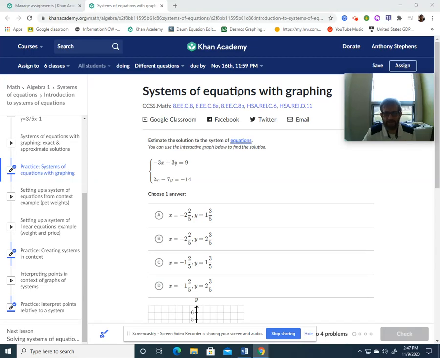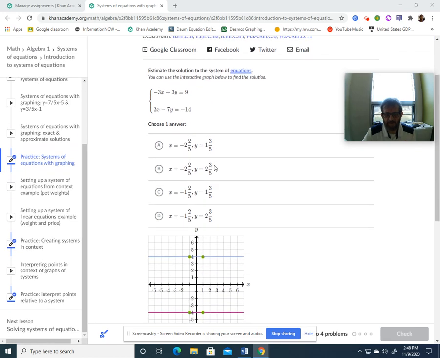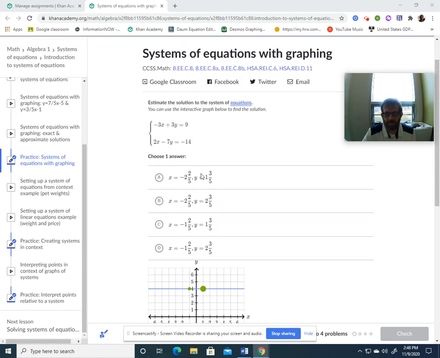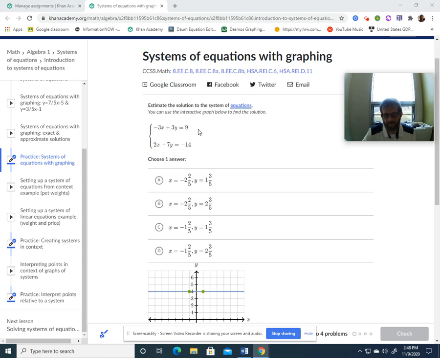All right, last one, systems equations graphing. They've given us the equations. We got to graph, estimate the solution. We got to come down here and graph them. So in order to graph them, this is a little bit harder. You got to find points that work for these.